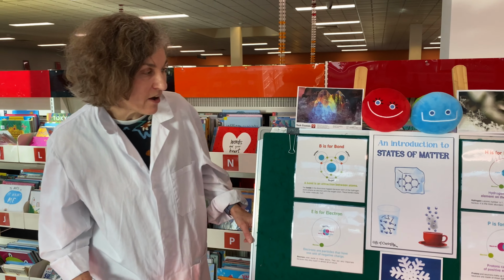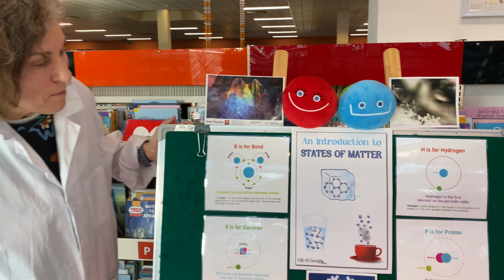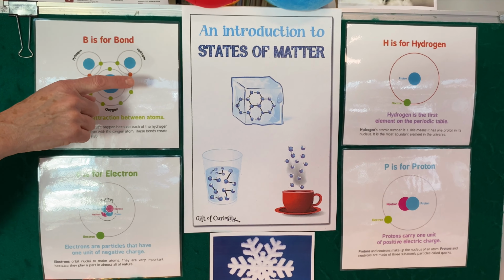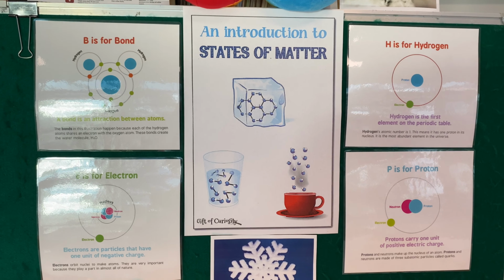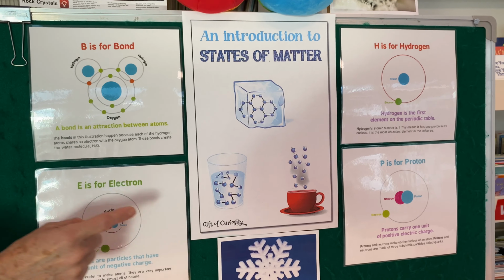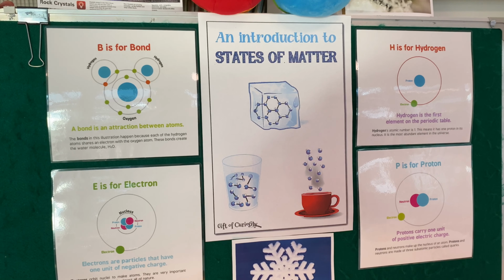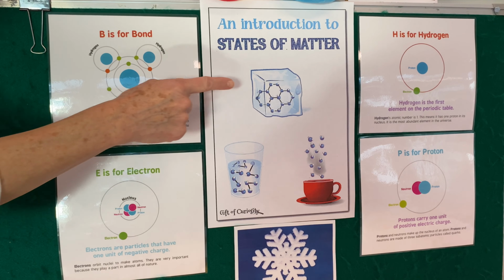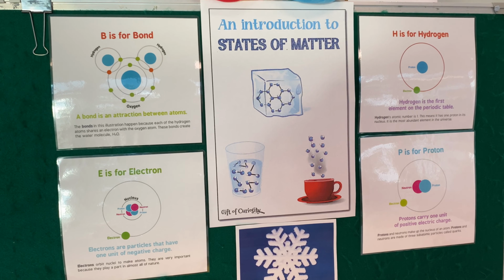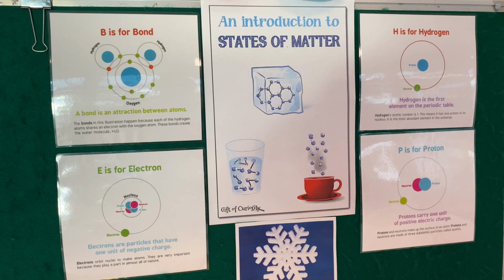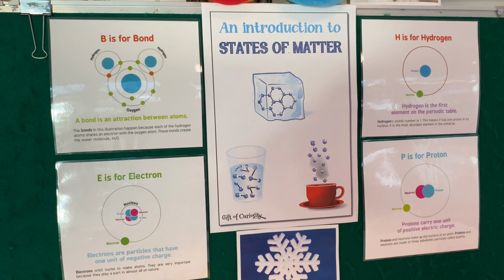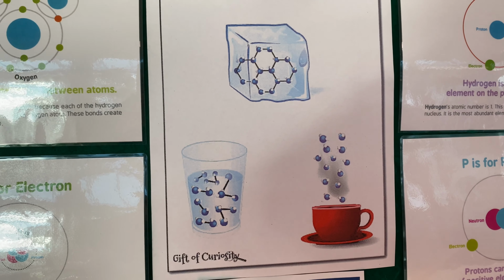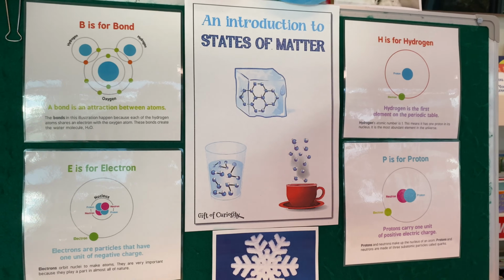So I've got a diagram here that shows the three main states of matter. The diagram shows you the different forms that water or liquid can take. So there's solid, liquid, and gas. The top picture shows when water or liquid is solid, and this is an ice block. The next picture shows some water or liquid in a glass. And the third picture shows some water or liquid molecules floating out of a cup when they've been heated up and have become steam.